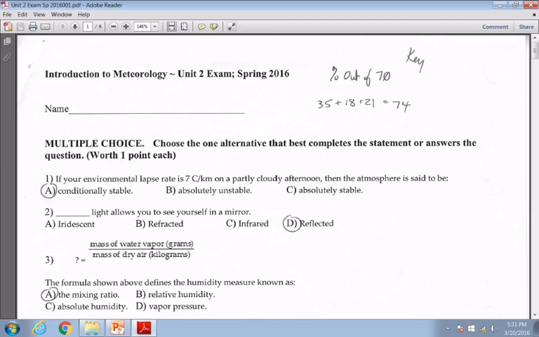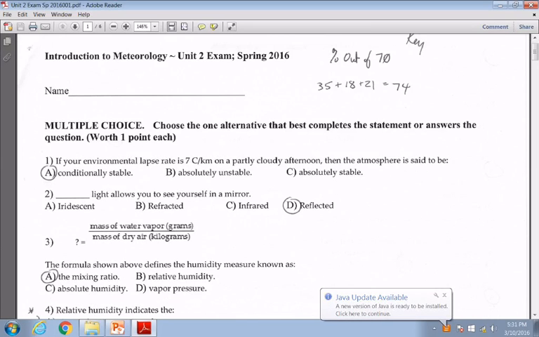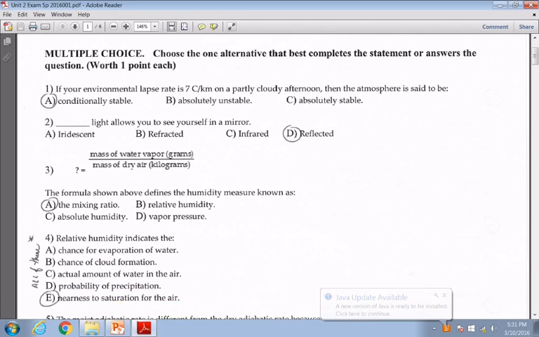The third number up there is your SA, which stands for short answer. There were 7 of them this time, and they were each 3 points apiece. So there were actually 74 possible points, and I took it out of 70. So we'll take a quick look. Won't spend a lot of time, but for question number 1, the best answer is A.